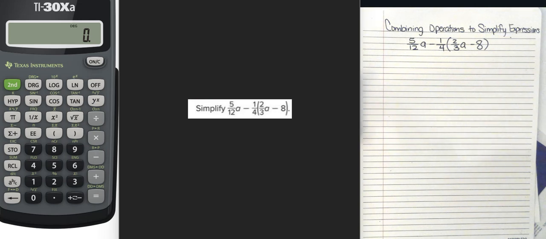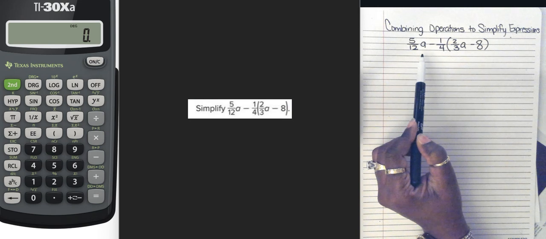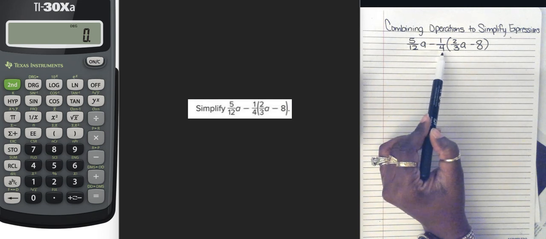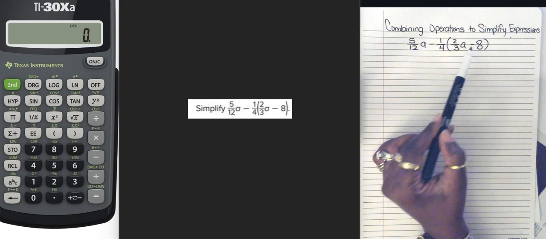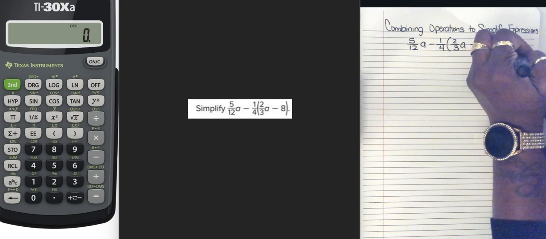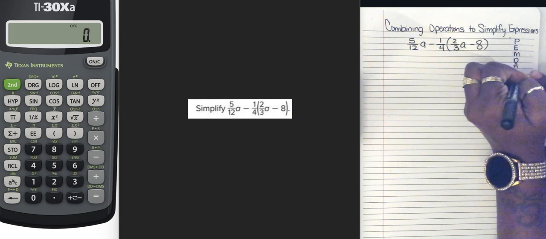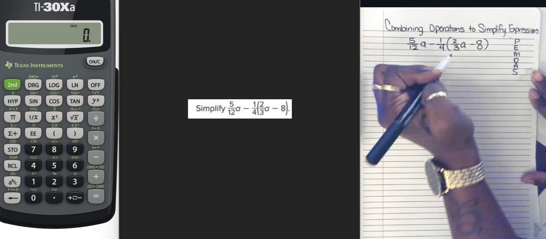All right, so we're working on another problem where we're going to combine operations for us to simplify our expressions. In this problem, we will have fractions that we have to work with. So we have 5/12 a minus 1/4 times 2/3 a minus 8. So remember PEMDAS, that is the order that we want to work in. And before we can get started with anything else, we need to address this parenthesis. So that's the first step.